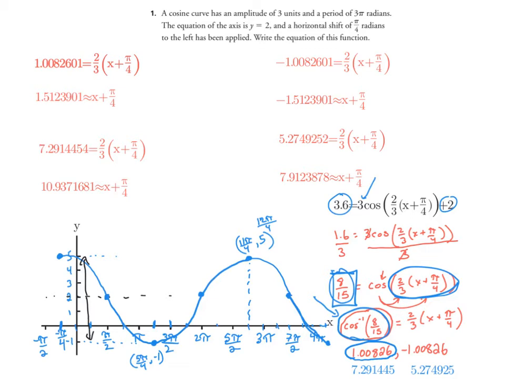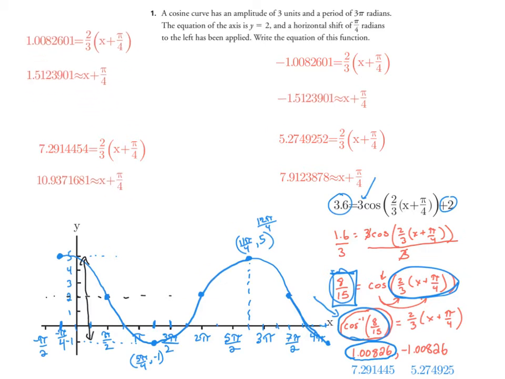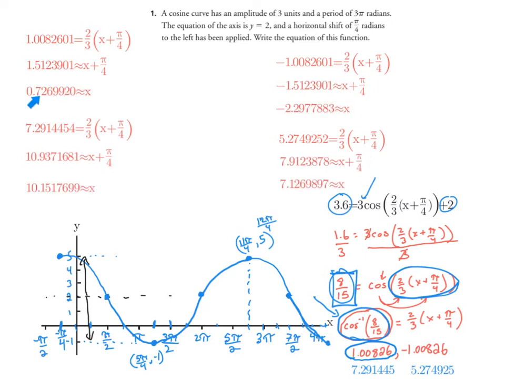Alright, there we go. So I multiplied by 3 and divided by 2, and now this is just equal to x plus pi by 4. Same with this. I multiplied by 3 divided by 2, I got this, and it's now x plus pi by 4. Now we're going to take these four answers and subtract pi by 4, and then we'll have our x value.